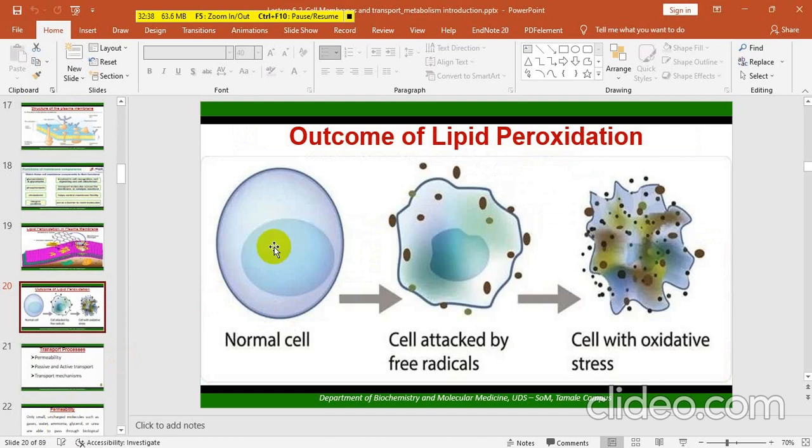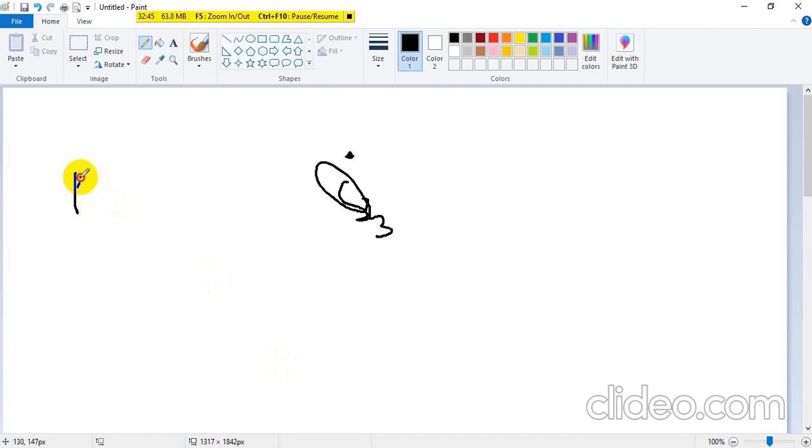So this is a normal cell. When the cell is attacked by free radicals, we also have the hydride free radical. This one has only 1 electron here. Hydride free radical is very dangerous. If it is like this, it's a hydride anion. But if 1 electron has disappeared, it's a hydride free radical. It will go and destroy cells.